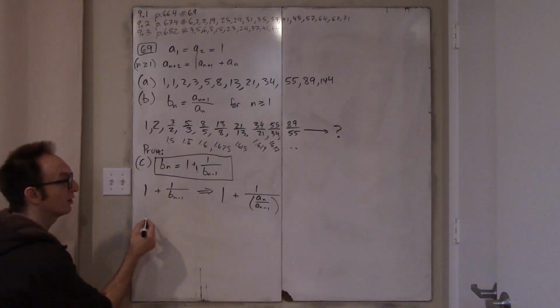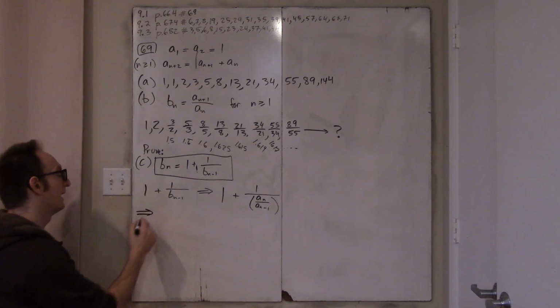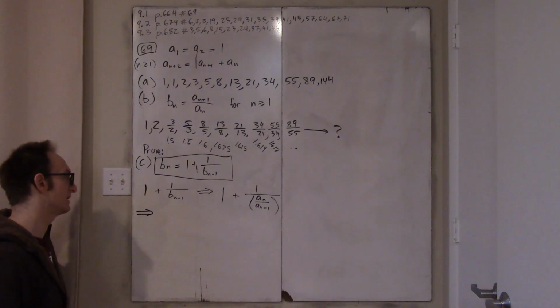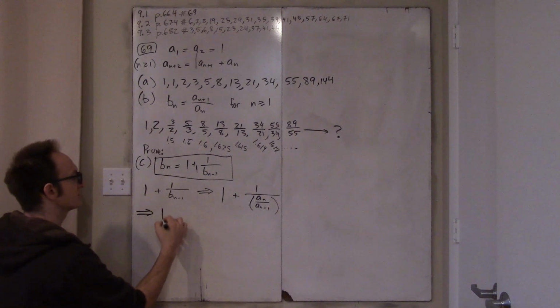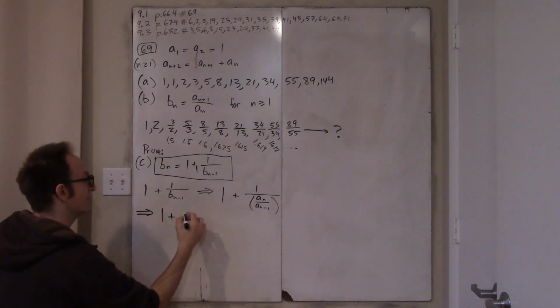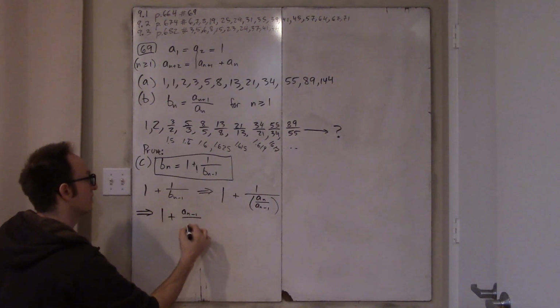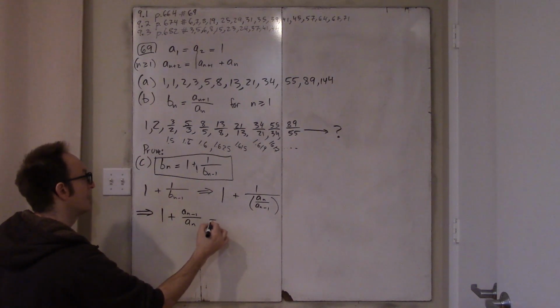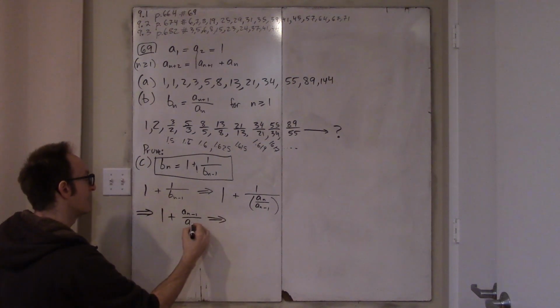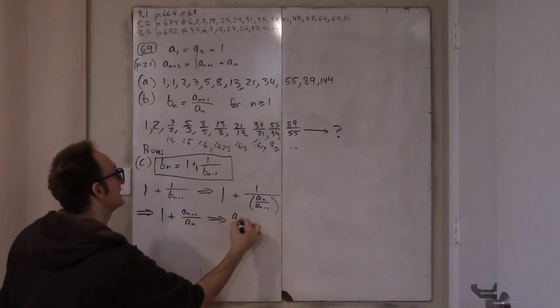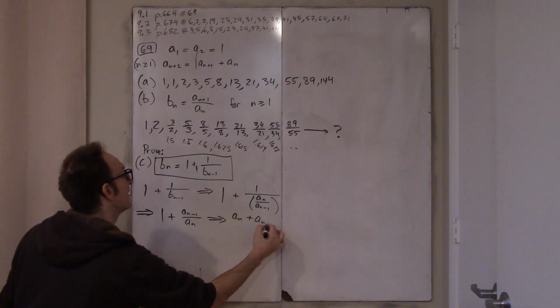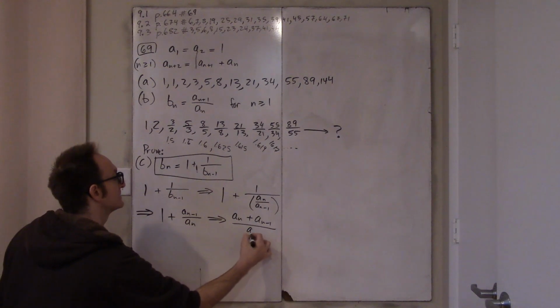But okay, this is just sticking in n minus 1 for n in the formula which defines b. Now I've sort of got rid of b, so let's keep going. So this becomes 1 plus 1 over that, which becomes a sub n minus 1 over a sub n. Now what? Now get a common denominator, and that's a sub n plus a sub n minus 1 over a sub n.